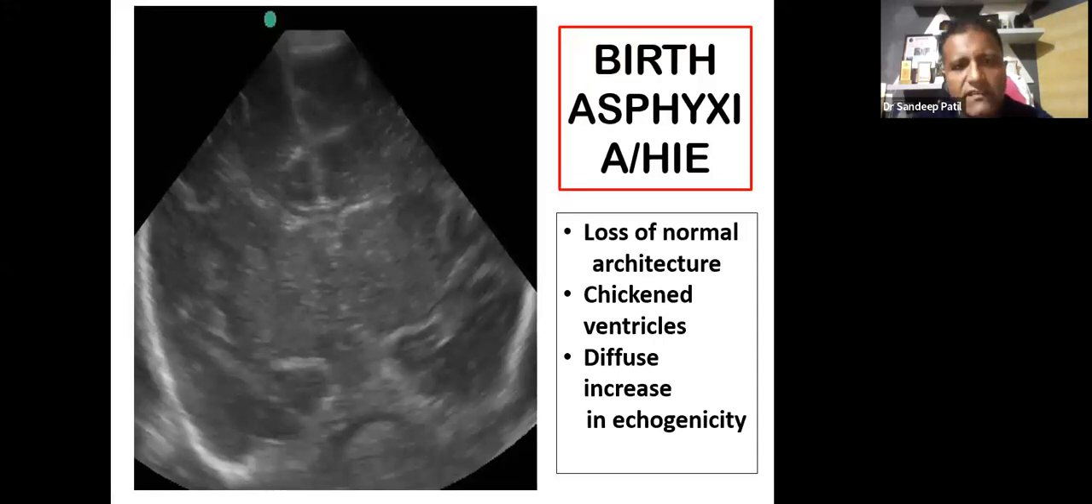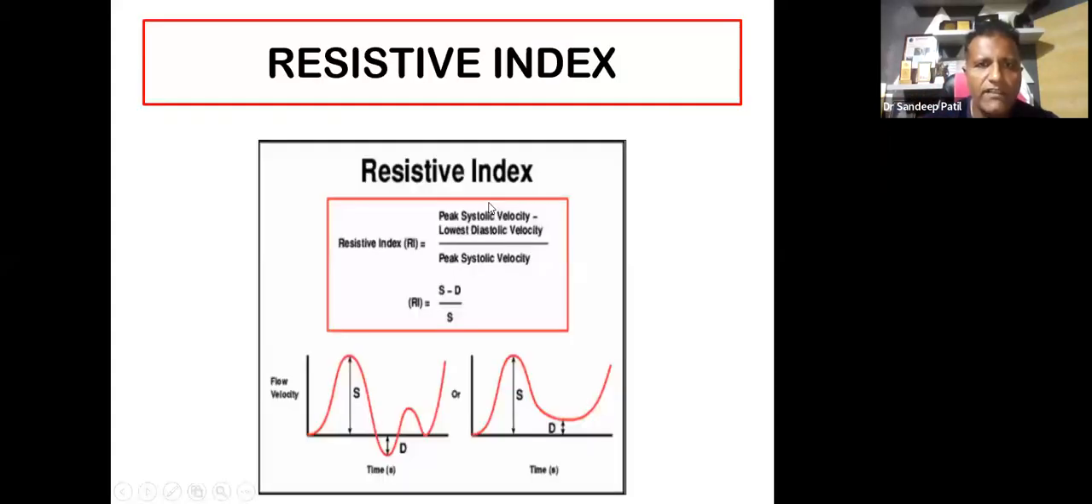So in birth asphyxia, neurosonography parameters, by just naked eyes, you can see that there is loss of normal architecture, that is the sulci gyri pattern is lost, and ventricles will be thickened, and there is diffuse increase in the echogenicity all over the brain. So here you are finding that the loss of sulci gyri pattern is there, and the ventricles are thickened. Thickened means small ventricles have become. Now, objectively, you can monitor that by calculating the resistive index.